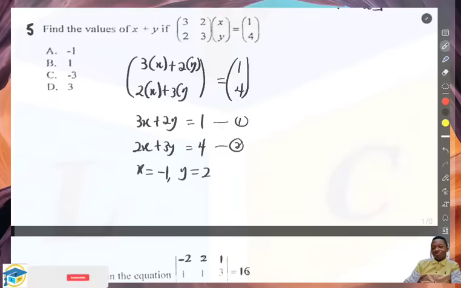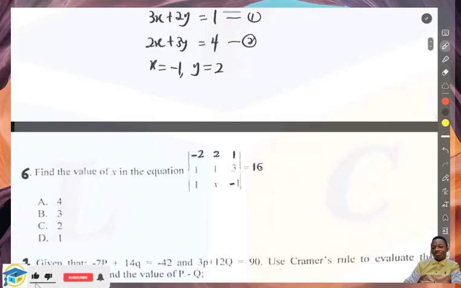So once you're able to get x to be equal to -1 and y is equal to 2, therefore we'll say that x plus y should be equal to -1 plus 2. And what are we getting? Should fetch us what? Positive 1. So among these options, the best answer should be what? Option B. And you are good to go. So let's take note of that. Let's move on to question number 6.